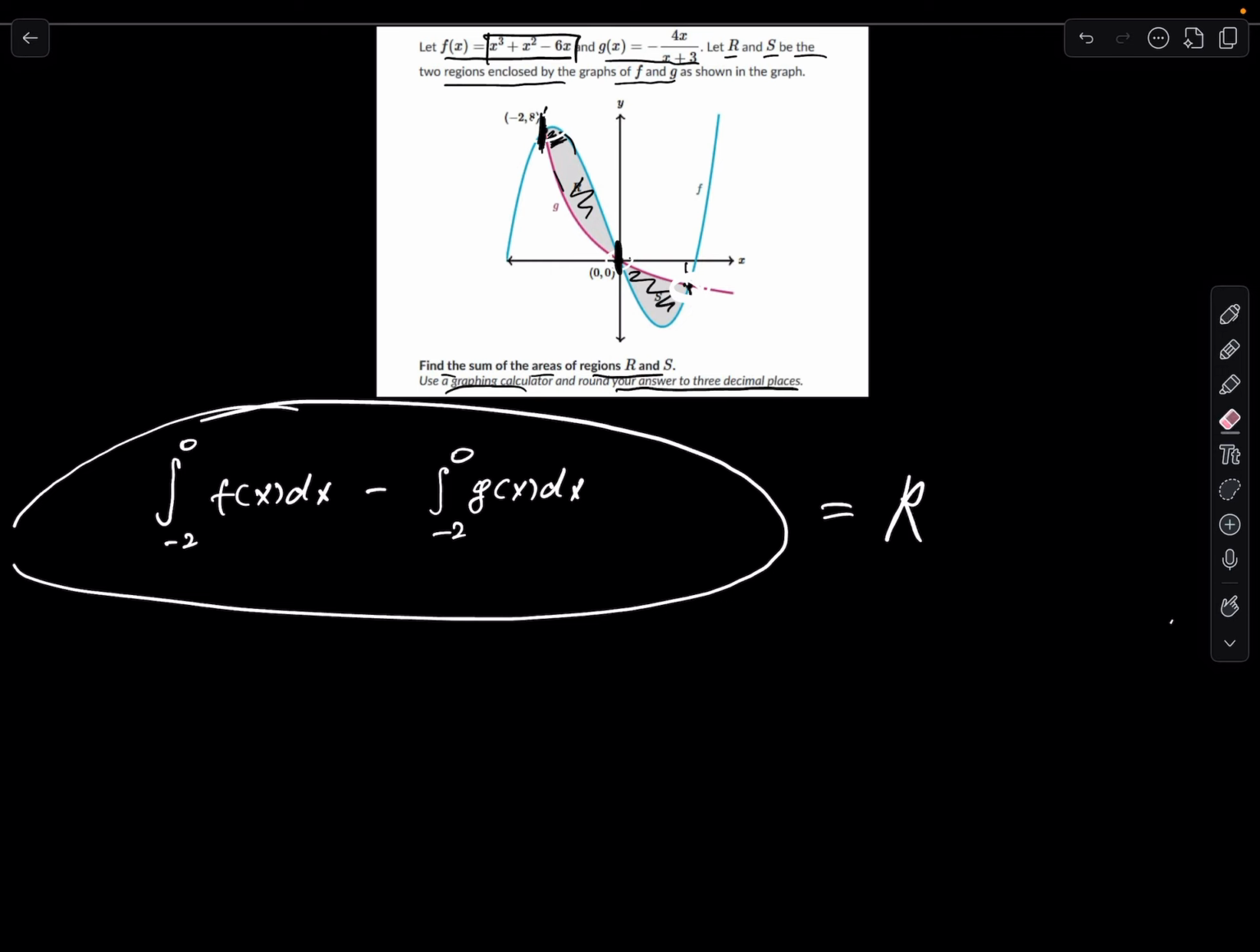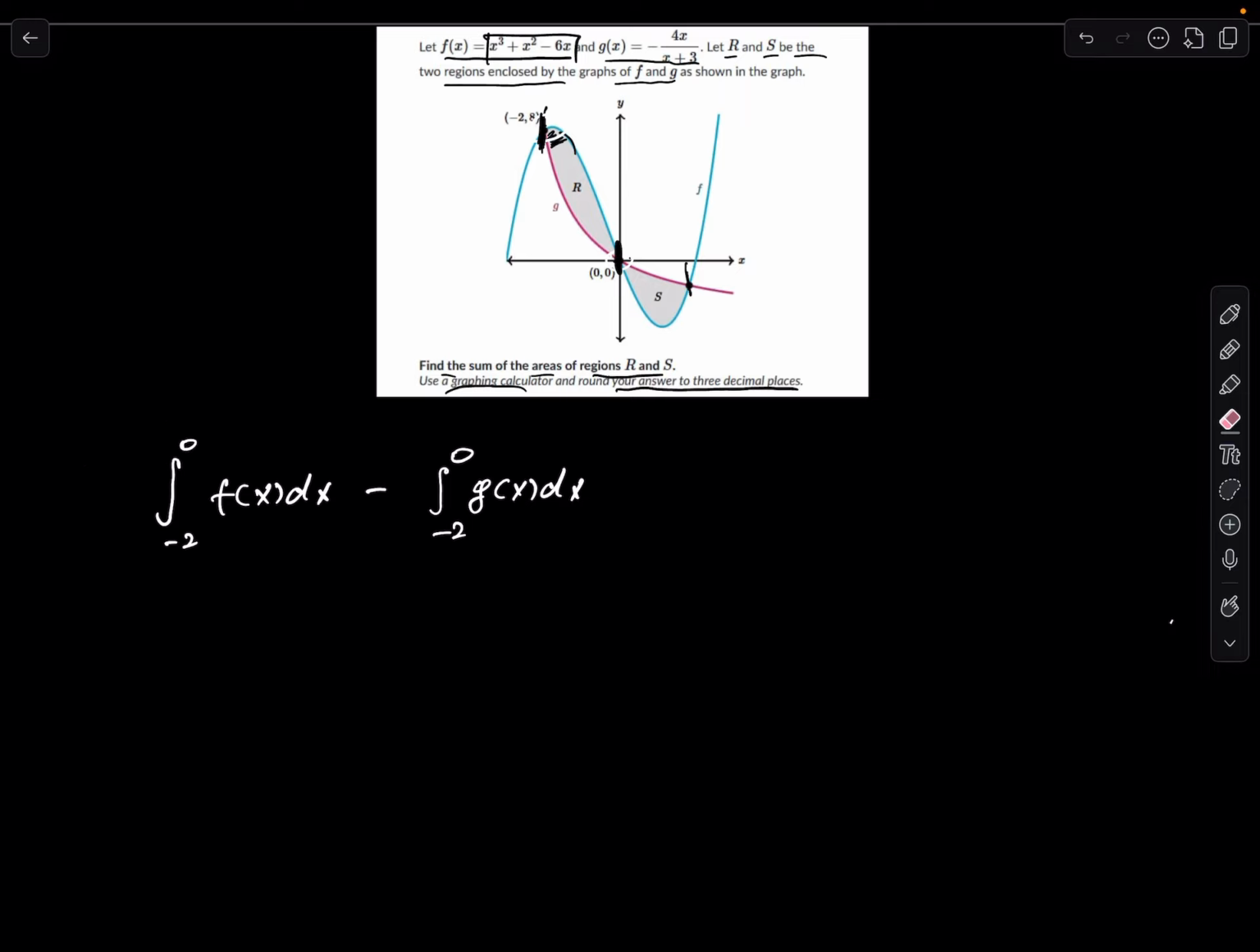Maybe it's not really visible to you. That's R and that's S. Alright, then this is R. Let's find R. Right now, we don't really need to know what this third x intersection is. Let's just focus on this expression only.